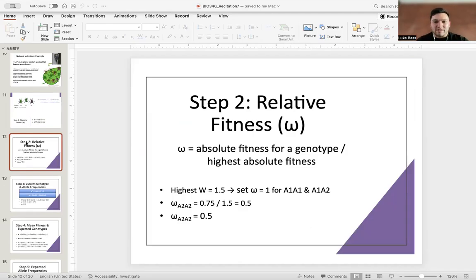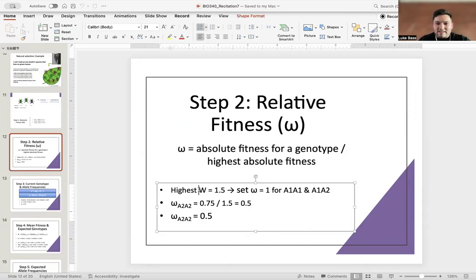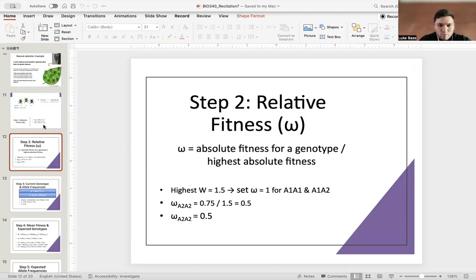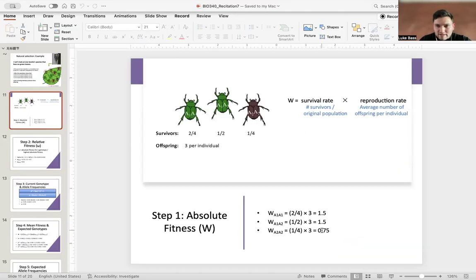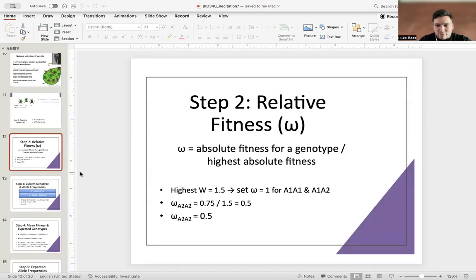Now, looking at relative fitness, which is once again the absolute fitness for a genotype divided by the highest absolute fitness. The highest W is 1.5. So the relative fitness for A1 A1 and A1 A2 is 1, while the relative fitness for A2 A2 is going to be this 0.75 divided by 1.5, and that comes out to 0.5. And that 0.75 comes from, once again, its absolute fitness.